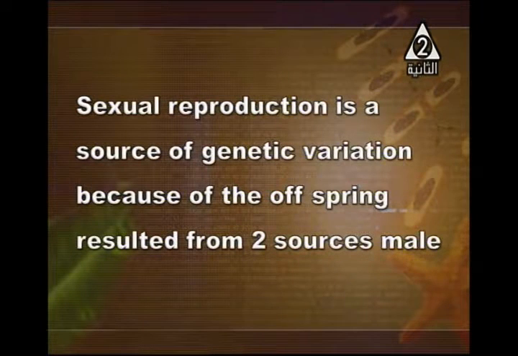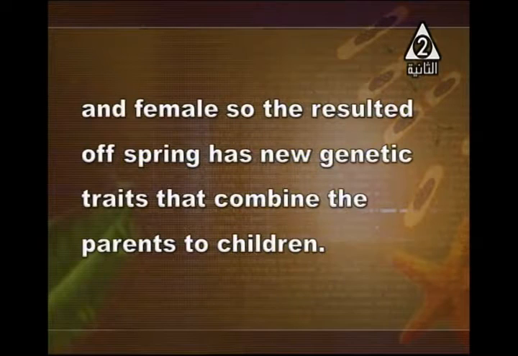Note that sexual reproduction is a source of genetic variation. This is because the offspring resulting from sexual reproduction gains its genetic traits from two sources. One is the male and the other is the female. So the new offspring combines the genetic traits from both parents.